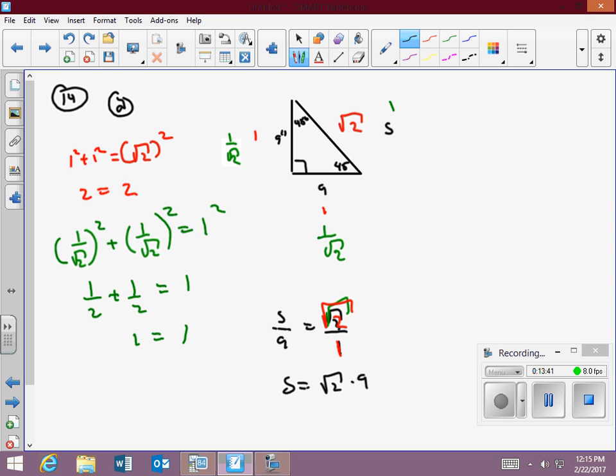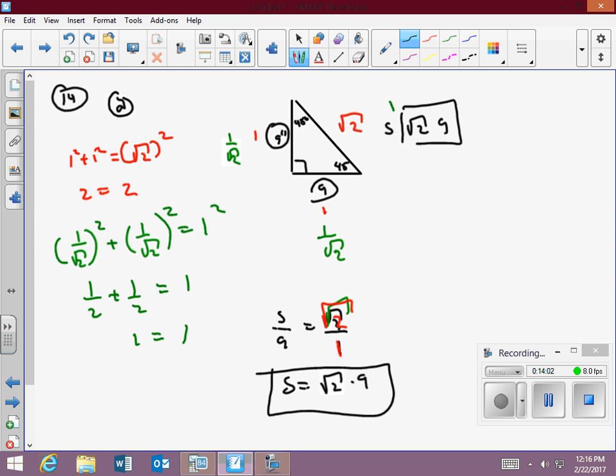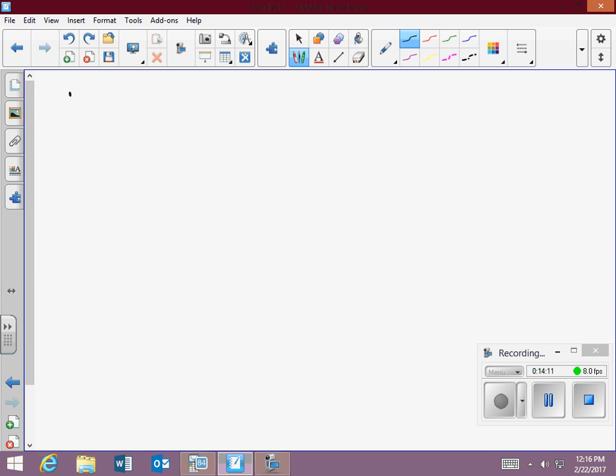So you can leave it like this, or you can multiply it out, whichever way you want to do. And so then the sides are 9, 9, and the square root of 2 times 9. That's what they want you to find out, the missing lengths of each triangle. Okay, the B part.